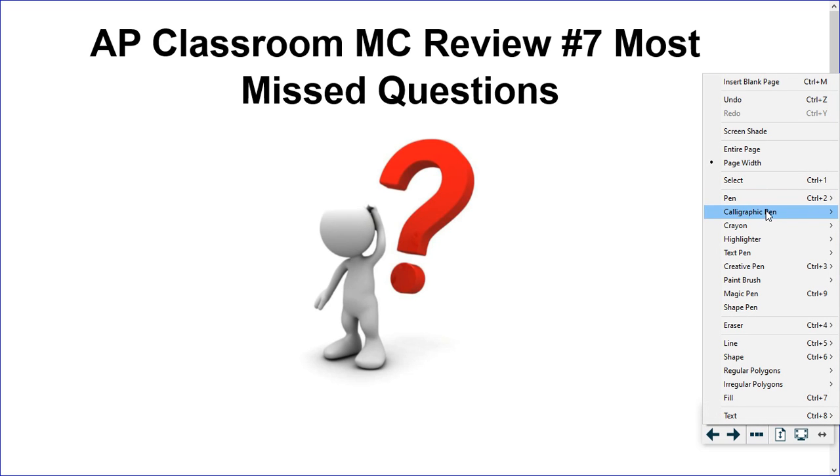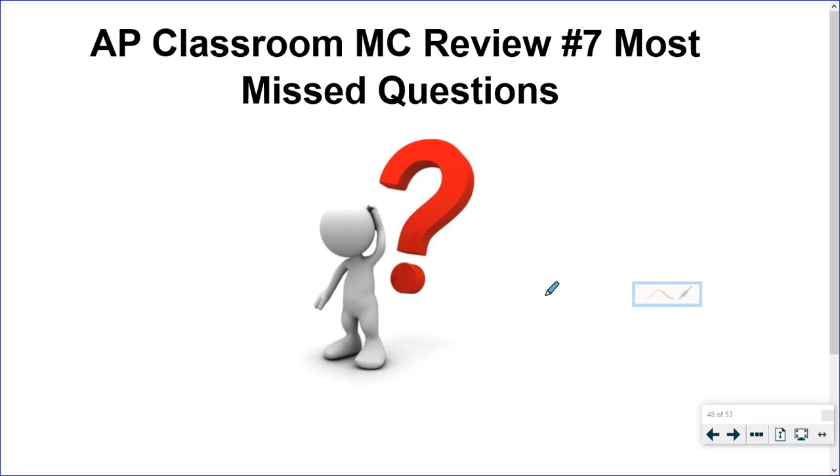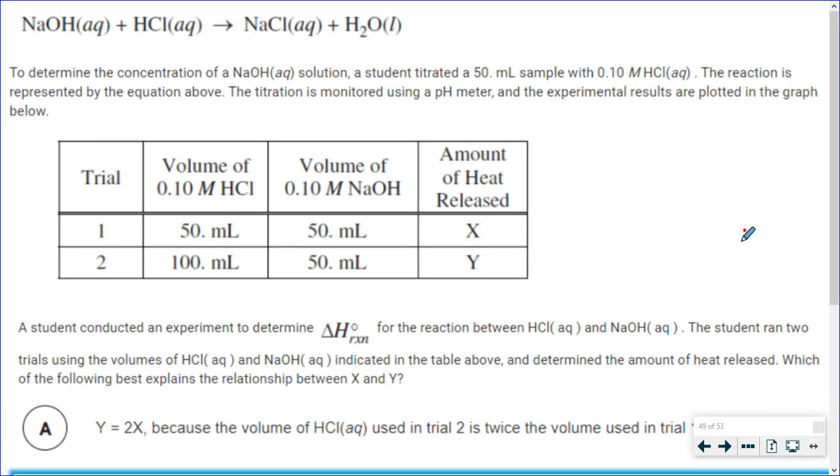All right, AP Chemistry, here is your second to last most missed questions review. So the multiple choice review for thermodynamics is what this one covers, which is review number 7 on AP Classroom. Here's our first one to look at.